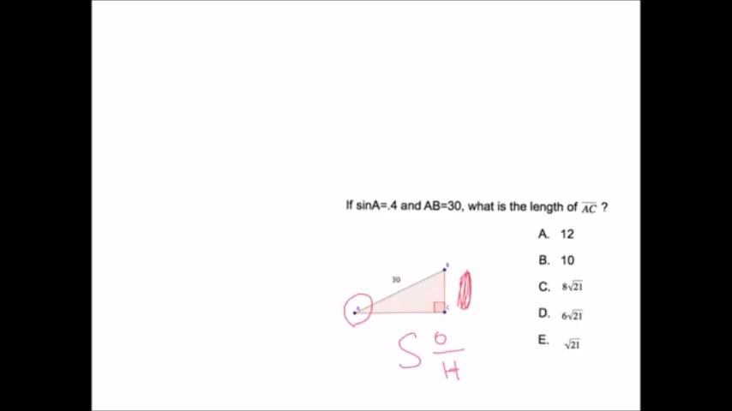Good. I paused so you could try to figure that out on your own there. Okay, so the sine of A is 0.4. So we know that 0.4 equals the opposite. Now, opposite, I'm just going to call it x right here. Who cares what we call it? It doesn't really matter. We at least know where it's going to go. That's x over 30. Opposite over hypotenuse.